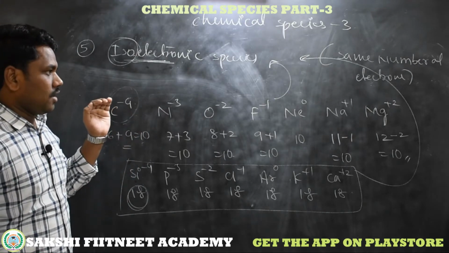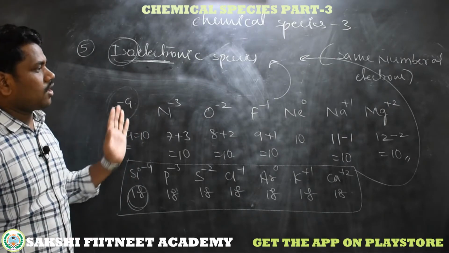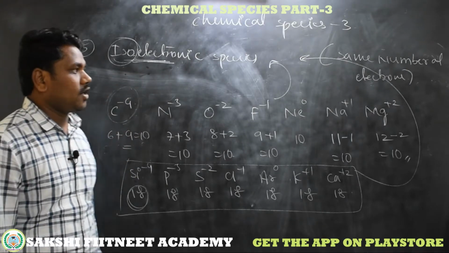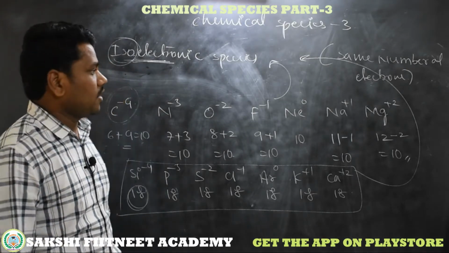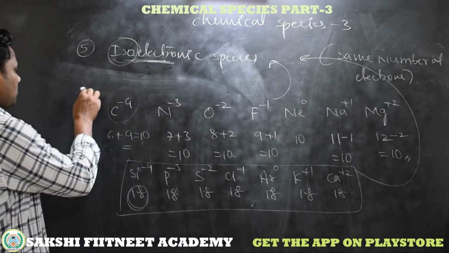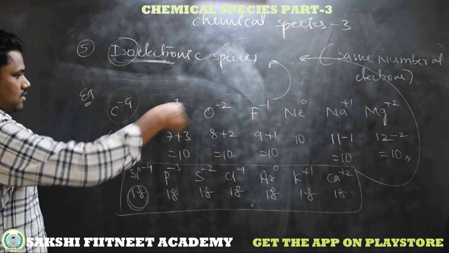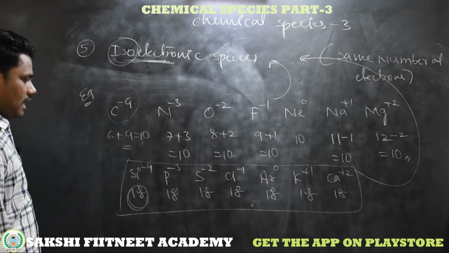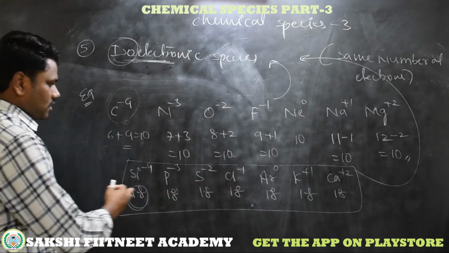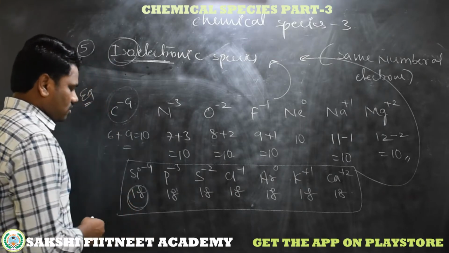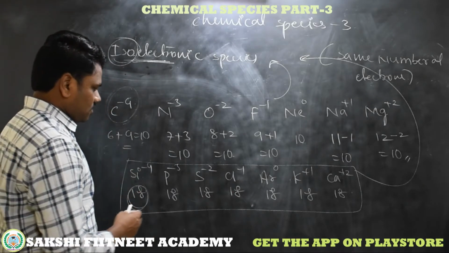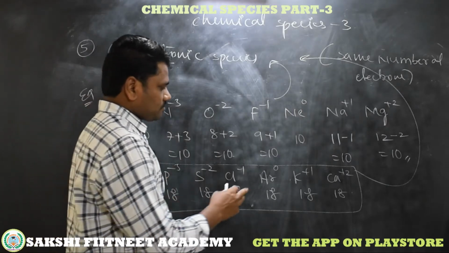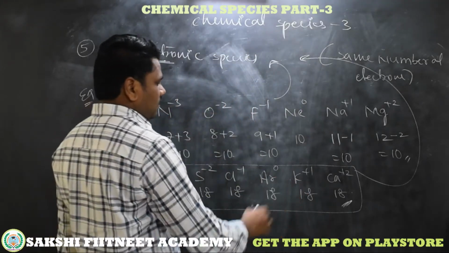If the number of valence electrons or the total electrons are the same, those are classified as isoelectronic species. So this is the first example. These are the set which have 10 electrons. This is a set which has 18 electrons: silicon -4, phosphorus -3, sulfur -2, chlorine -1, argon 0. All of these have 18 electrons.